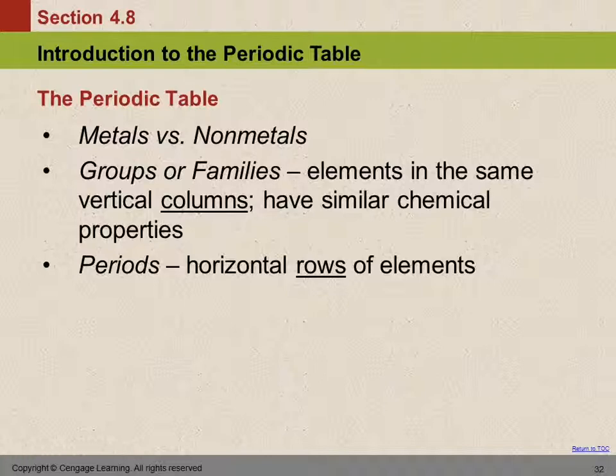There are different sections in the periodic table, and we need to have a grasp of what those are. We have the metals versus the nonmetals, and I believe we have a periodic table coming up here pretty quick on the PowerPoint. We have groups, which are also called families, and these are elements that are in the same vertical columns. So each column is a group or a family. And then we have periods. Periods are the rows, horizontal rows. So there's some big sections of the periodic table we look at, and we also talk about specific columns and specific rows.